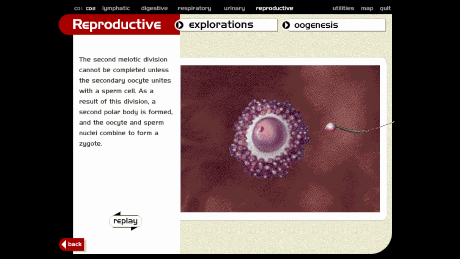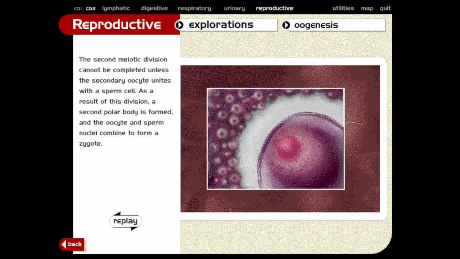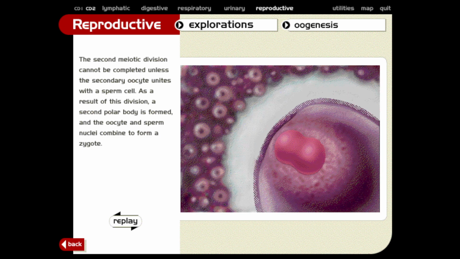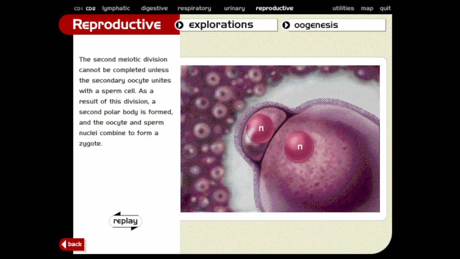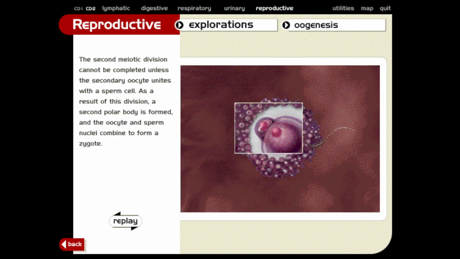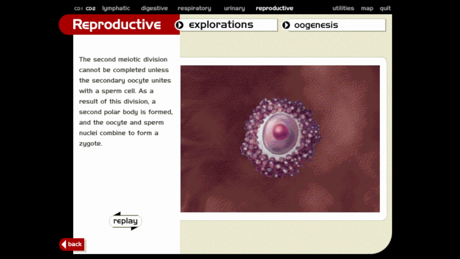The second meiotic division cannot be completed unless the secondary oocyte unites with a sperm cell. As a result of this division, a second polar body is formed, and the oocyte and sperm nuclei combine to form a zygote.